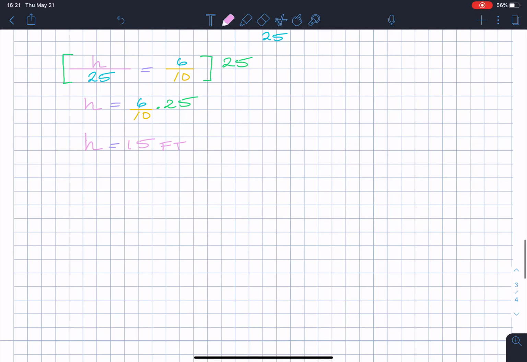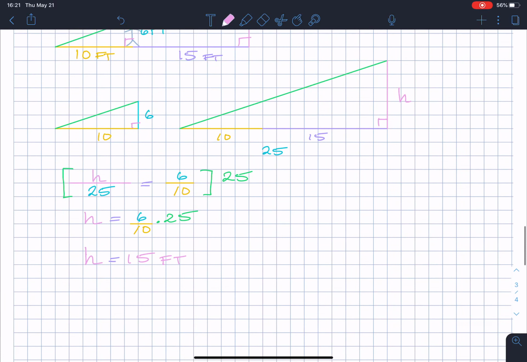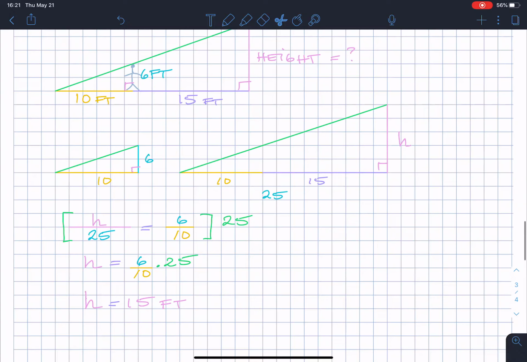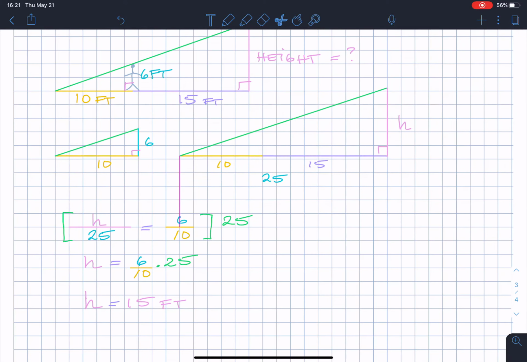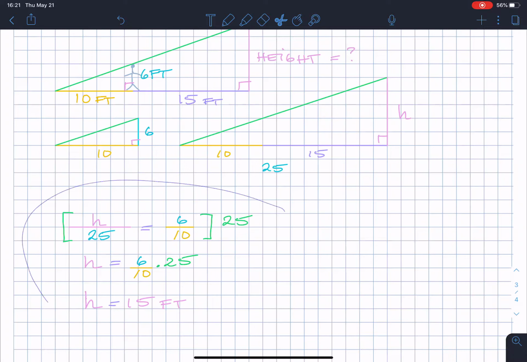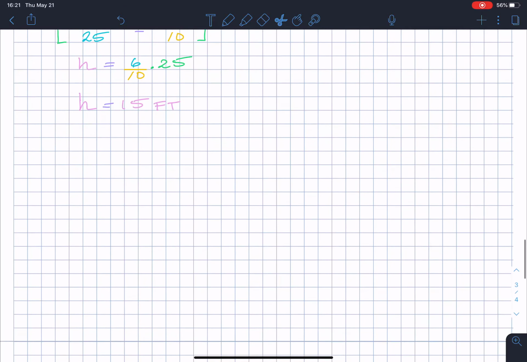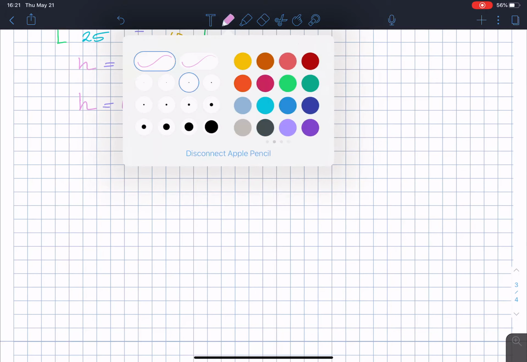Okay. So let's do another one. See if maybe I can move this stuff up a bit. Let's see if I can make myself some more room here. I probably can, just a little bit. Okay, so let's do another example.